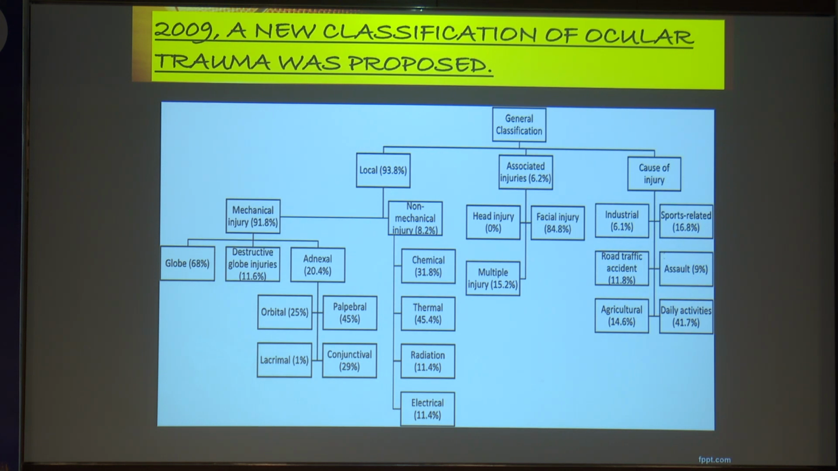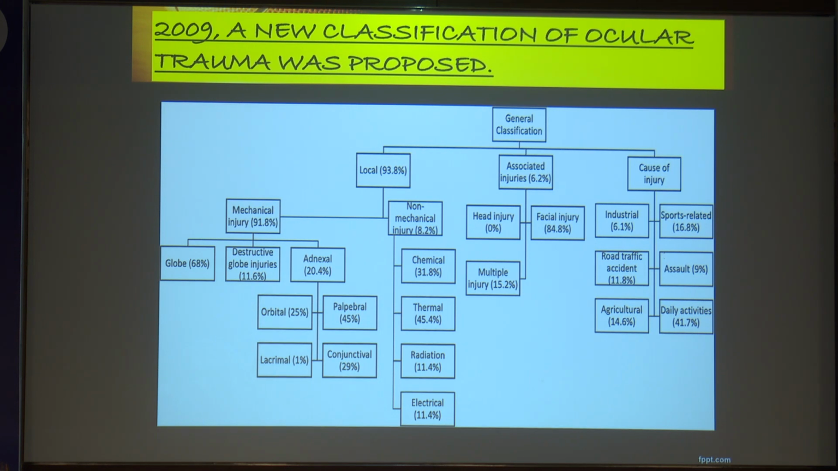In 2009, a new classification of ocular trauma was proposed. In this, the general classification was that of local, associated injuries, and cause of injury. Now, the local was subdivided into mechanical and non-mechanical. Non-mechanical comprised chemical, thermal, radiation, and electrical burns, whereas the mechanical injuries were divided into globe injuries, destructive globe injuries, and adnexal injuries. And in the adnexa, it involved the palpebral fissures, the conjunctiva, the lacrimal apparatus, and the orbit. We'll go into the subclassifications of the globe and destructive a little later.